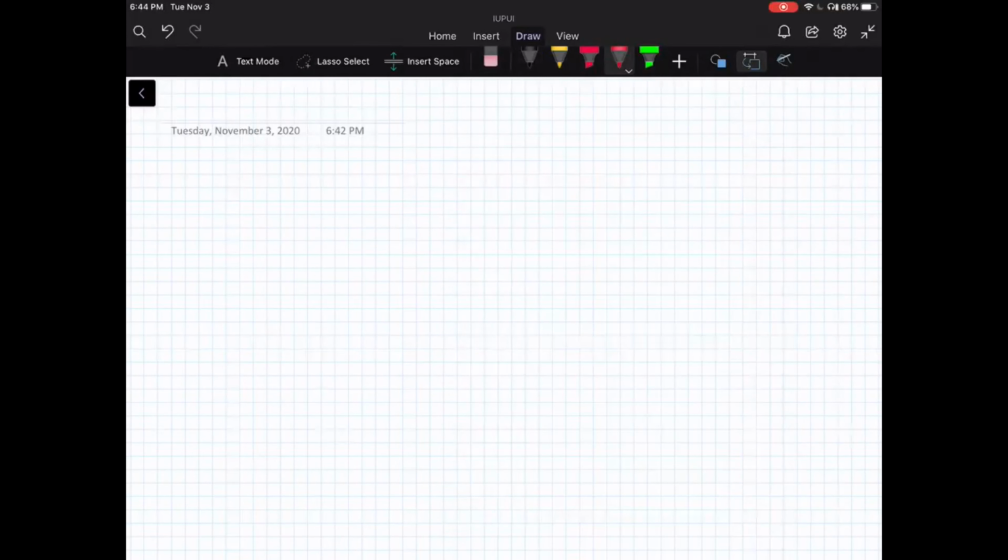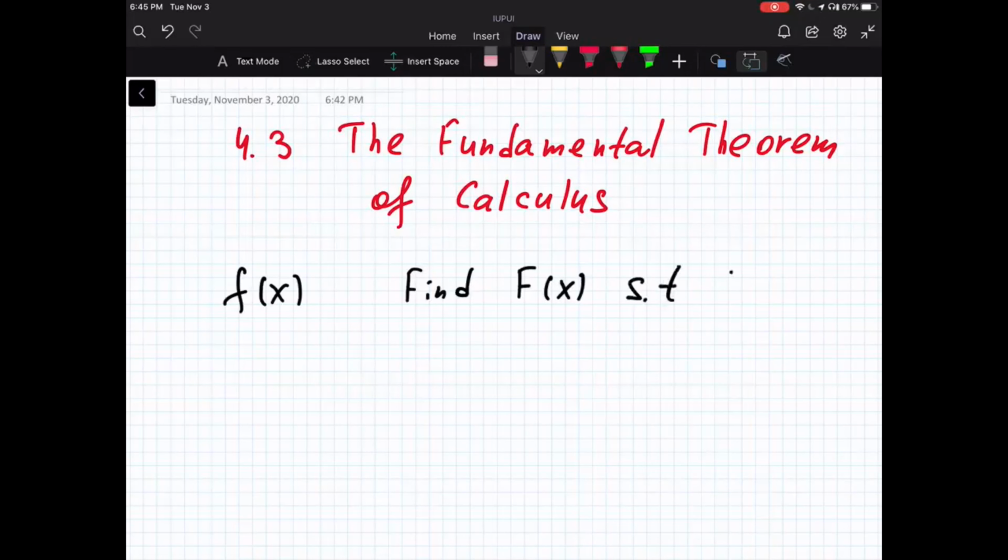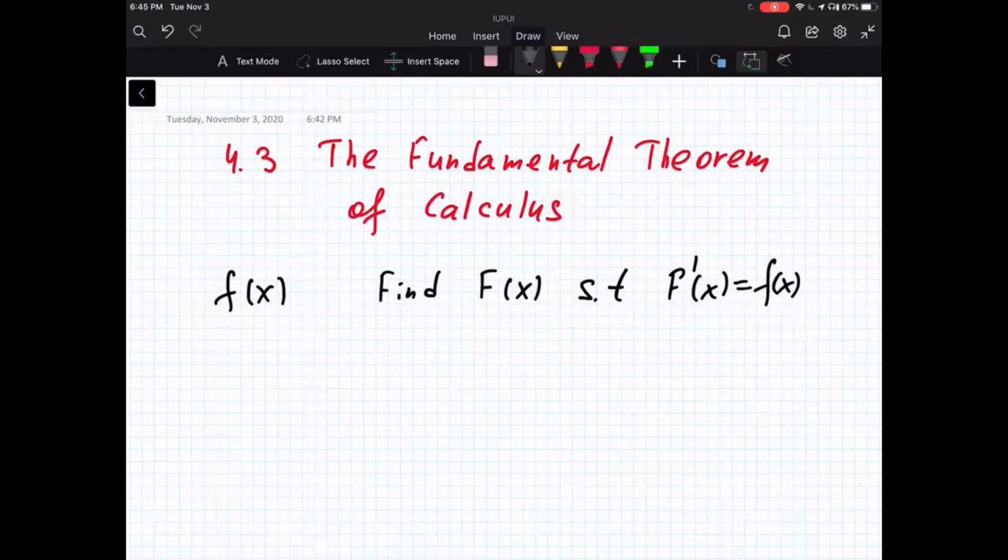Okay, today we'll study section 4.3, the fundamental theorem of calculus. Recall that in previous lectures we discussed antiderivatives of functions. If you have some function f of x, you want to find capital F of x such that its derivative gives you your initial function. And such a function is called an antiderivative of f.